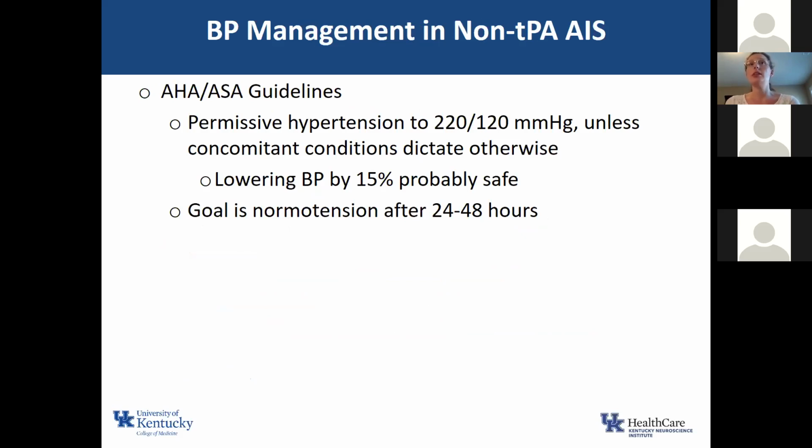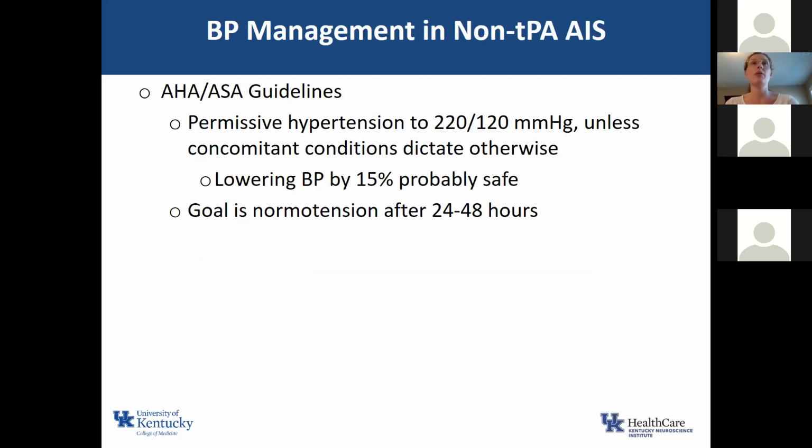So if the patient doesn't get TPA, the American Stroke Association guidelines say that we should let them be permissive up to the first 24 hours. So that's 220 over 120. It's quite high. And then you can start to lower it by 15% within that first 24 hours. And by that time, up to a couple of days out, our goal is to get them down to normotension.